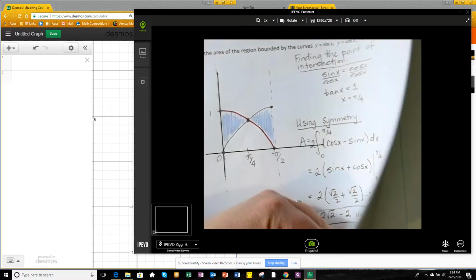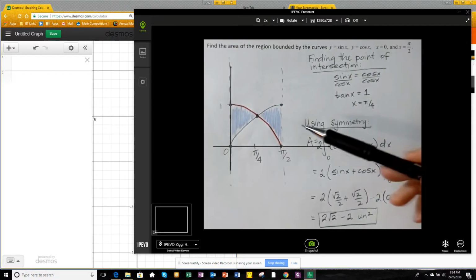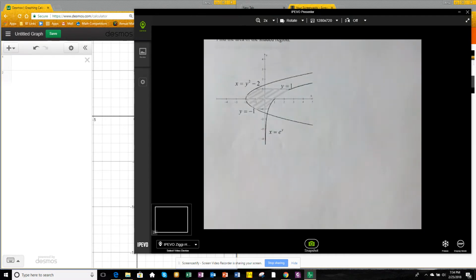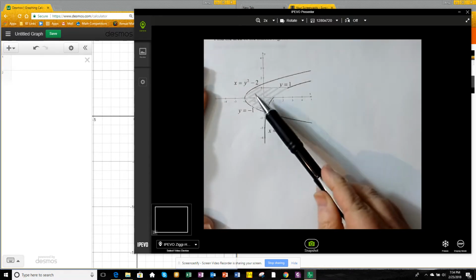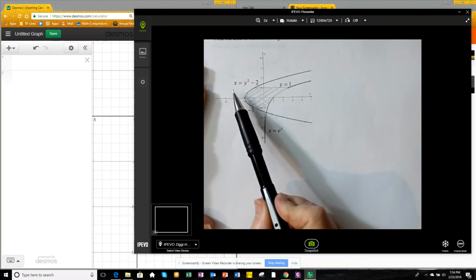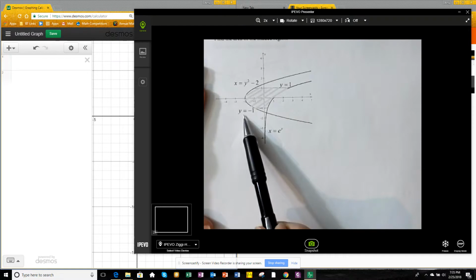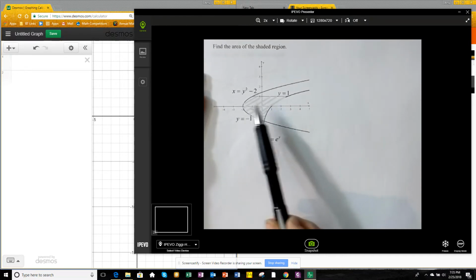All right, a little bit of a review of trig equation solving and using symmetry and trig graphing all at once. All right, well, this next problem I have set up here, you can see the area I want to find. It's this shaded area here. And I have a function that's x equals y squared minus 2 and x equals e to the y. And we're going to find the area of the shaded region.